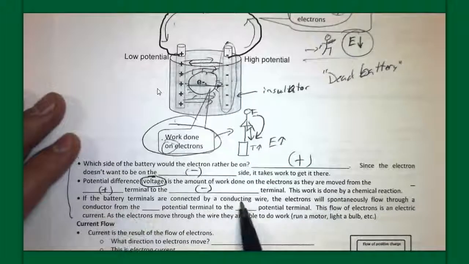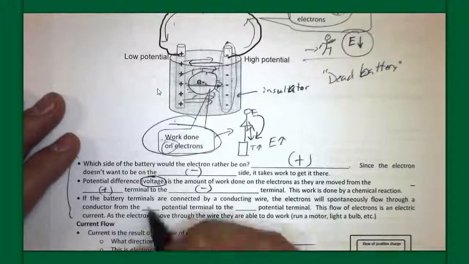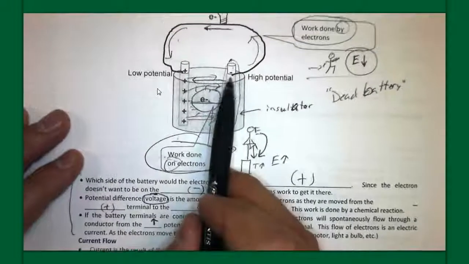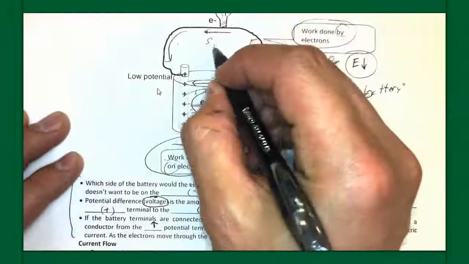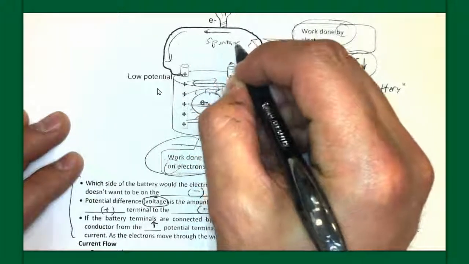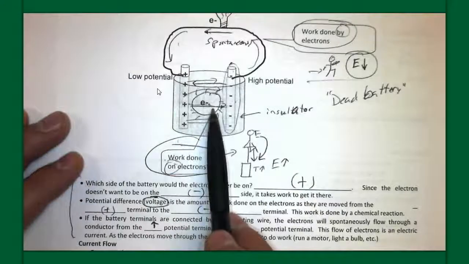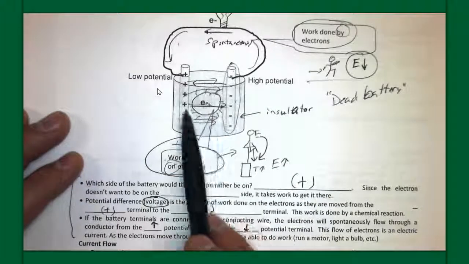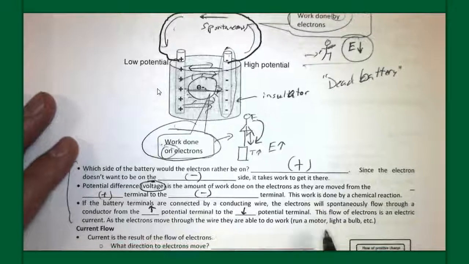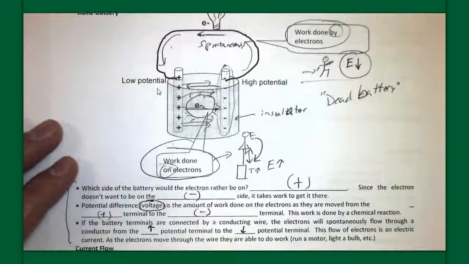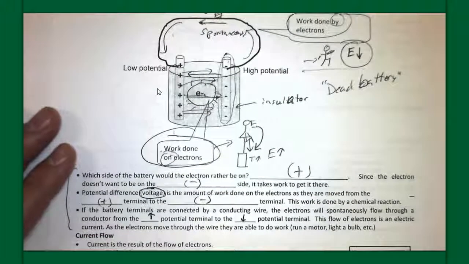If these terminals are connected by a conducting wire, the electrons are going to spontaneously flow through a conductor from the high potential terminal to the low potential terminal. That's what happens spontaneously. So this process up here is spontaneous, flowing from high to low potential. This process down here is not spontaneous. We have to do work on the electrons to get this to happen. This flow of electrons is an electric current. As the current moves through the wire, it is able to do work, like run a motor or a flashlight or whatever else you're talking about. So that's the basics of a battery.